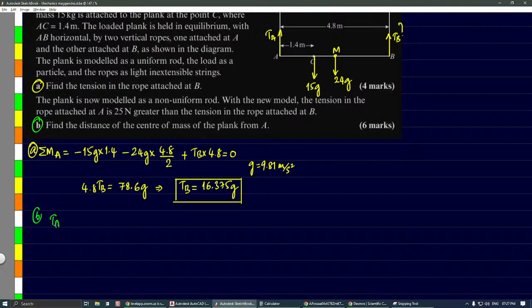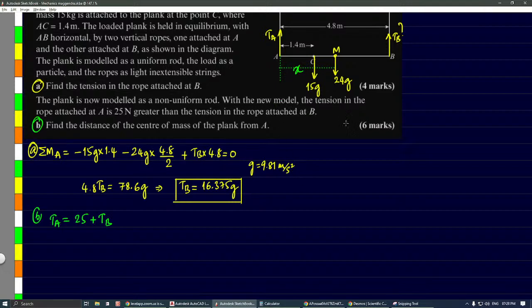Tension TA is given. Tension TA is 25 newtons greater than the tension at B. So this is the additional information given for B bit. Now for B bit, M will not be the midpoint. M will be some other distance. So this distance, let us take it as x.